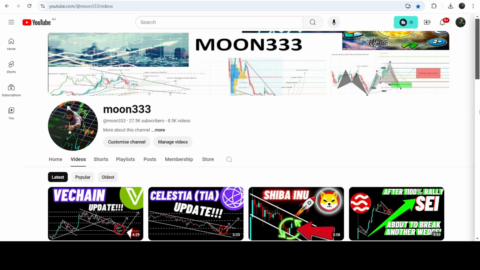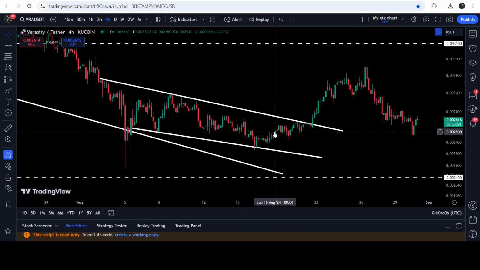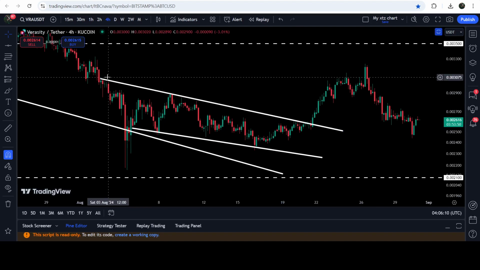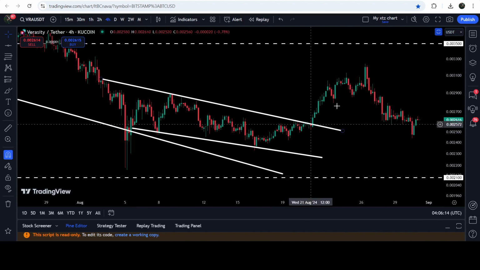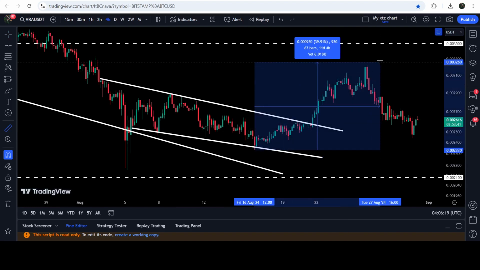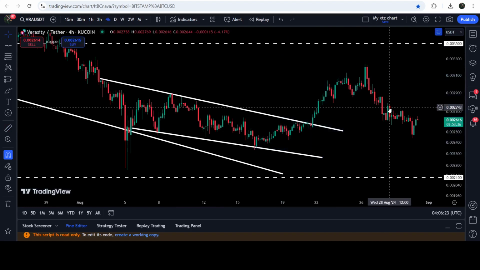As in my earlier video, I was showing you that recently Verasity has broken out of another falling wedge pattern on a 4-hour time frame chart. And this was a breakout. After the breakout, the technical target that I was telling you was here at the top of the wedge, approximately at $0.003. And you can see that the price rallied beyond that target, from this low to this high. It was almost a 40% pump, and the price again dropped down.